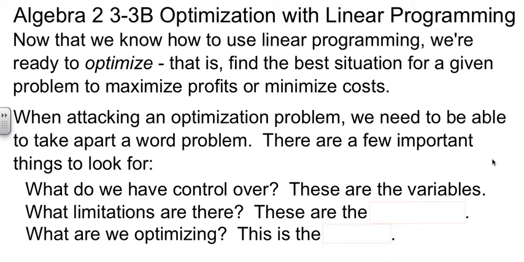If, for example, they tell you that this machine can run for 12 hours a day, it takes 3 hours to make a chair and 4 hours to make a table or something like that. Chairs and tables would be your variables because you get to control how many of these things you make. That would be your variables. What limitations are there? That's going to be the inequalities. That's your constraints. So having 12 hours for that machine to run would be a limitation.